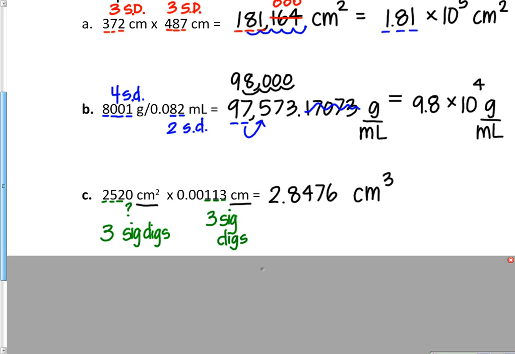So how many digits can our answer have? Well, hopefully you decided that it can have 3, the 2, the 8, and the 4. On your last digit, you always want to look to make sure you should be rounding or not. And in this case, you should be rounding because the number next to the 4 is 5 or higher. So we would round this to 3 significant digits, and it would be 2.85 centimeters cubed. Hopefully now you are a little bit more practiced at how to multiply and divide numbers with significant digits, and we will practice this more in class.